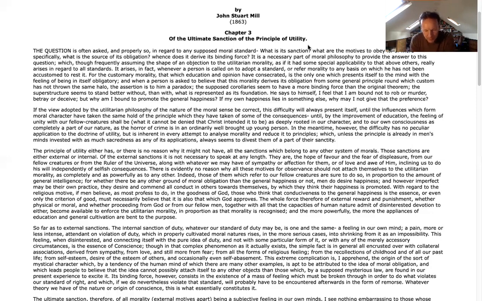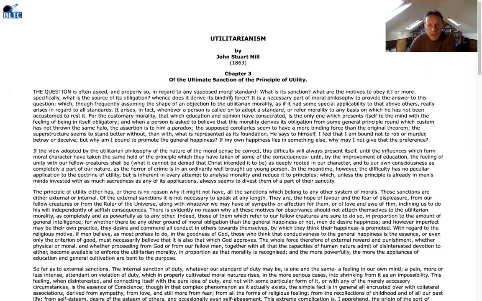So let's, without further ado, have a look at this chapter. It's here before us, and I'm just going to make reference to pages as we go through. So his task in this chapter is to find the source of obligation, the binding force behind morality. What is its ultimate sanction?